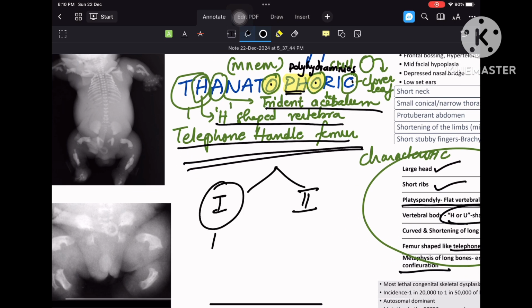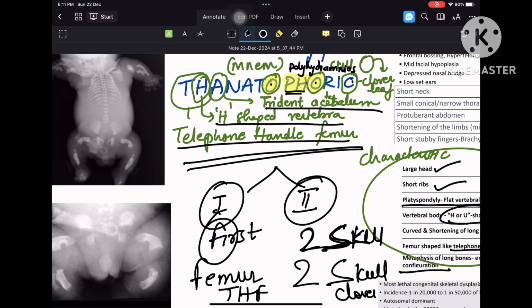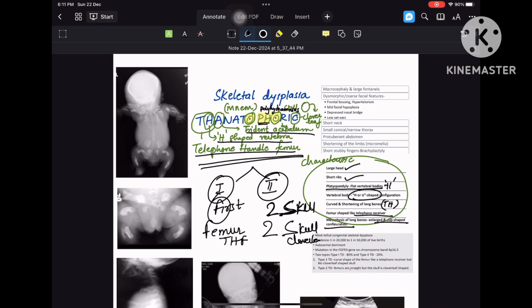Thanatophoric dysplasia is of two types. Type 1 is first F for femur, that is telephone handle femur. Type 2 is the mirror image of S, so skull, that means in type 2 we have clover leaf skull. Now let us read the radiographs provided.